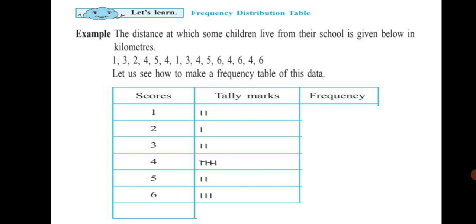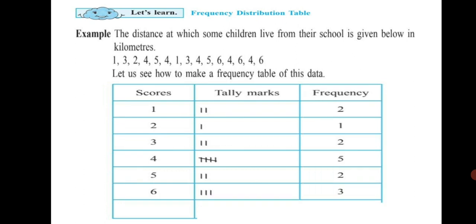So how do we write the frequency now? Count the total number of tally marks in front of each score and enter the number in the next, that is the third column. This number is the frequency of the score. So you can see 2 standing lines as tally marks here. So the frequency is 2. For number 2, you can see only 1 line. So frequency is 1. For number 3, you can see 2 standing lines. So the frequency is 2.